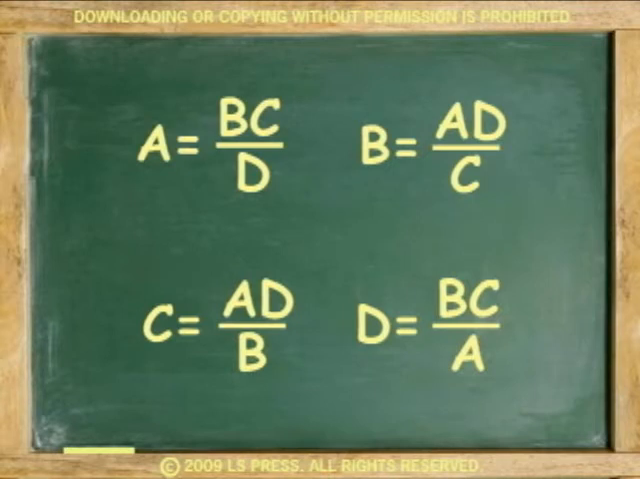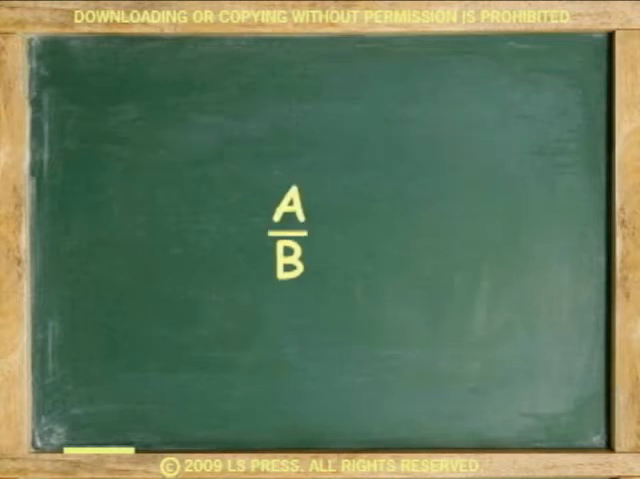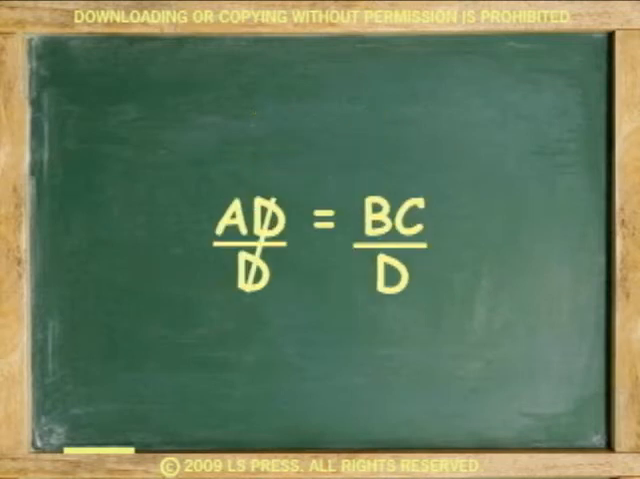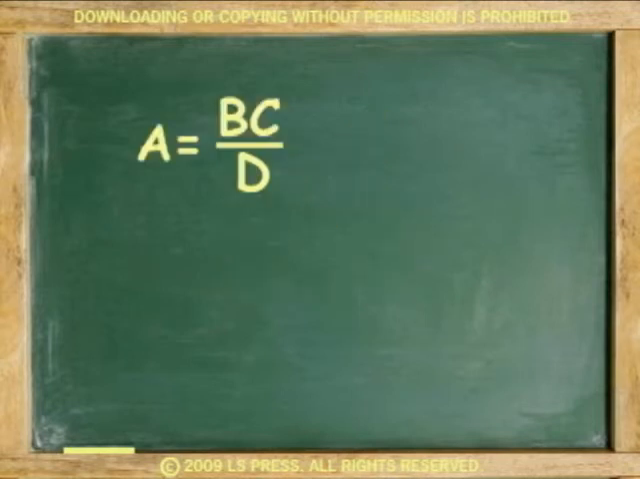Now, because proportions contain four numbers, proportions are used to solve ratio problems where one of the four numbers is missing. Any of these four combinations are solved using cross multiplication first and then division, so that A over B equals C over D, and multiplying across, AD equals BC, and dividing by D, A equals BC over D.